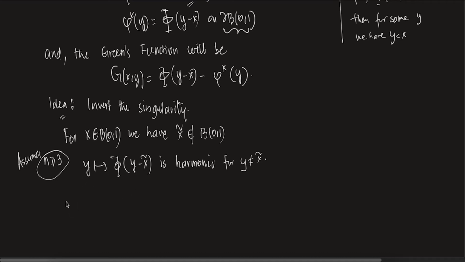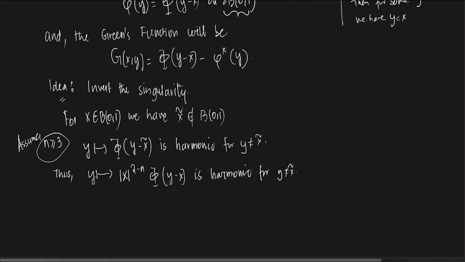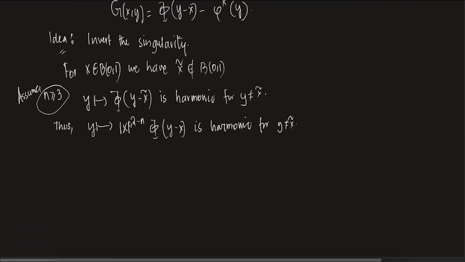Now, if that happens, one can say that y going to mod x to the power 2 minus n times the fundamental solution of y minus x tilde is harmonic for y not equal to x tilde. Same thing. Essentially this is a function of y. So multiplying it by mod x to the power 2 minus n does not matter. It's basically a constant as far as this is concerned.